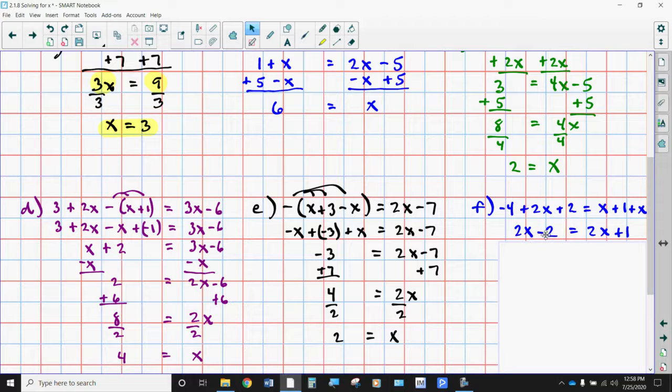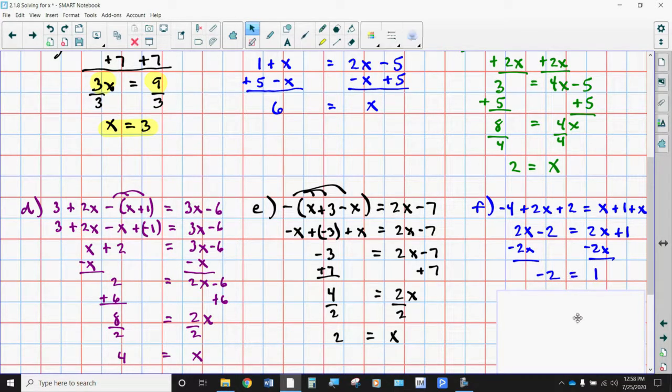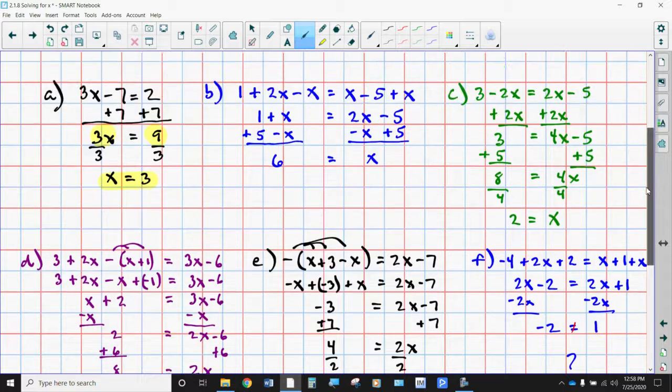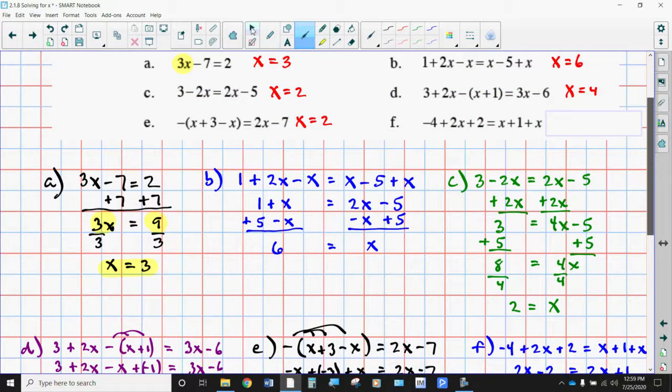But what happens here is if I take away 2x's from each side, because I have to remove balanced sets, then that leaves me with no more x's. And I'm left with a statement that is absolutely not correct at all. Negative 2 is not equal to 1. So in a situation like this, where there is no way that those are equal to each other, that is a situation where there is no solution.